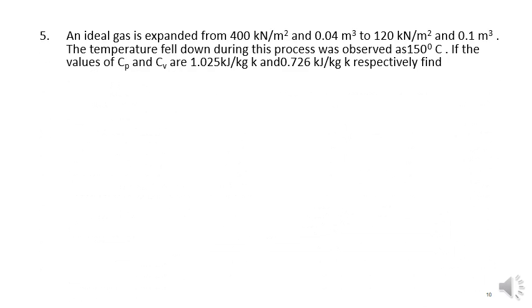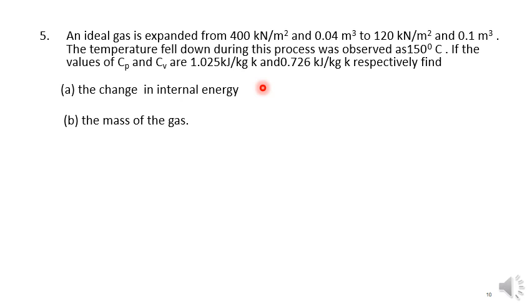Next problem. An ideal gas is expanded from 400 kilonewton per meter square at 0.04 meter cube to 120 kilonewton per meter square and 0.1 meter cube. So they gave the initial pressure and volume, and the final pressure and volume. Next, the temperature fell by 150 degrees centigrade during this process. If the values of Cp and Cv are 1.025 kilojoule per kg Kelvin and 0.726 kilojoule per kg Kelvin respectively, find first the change in internal energy, next the mass of the gas.